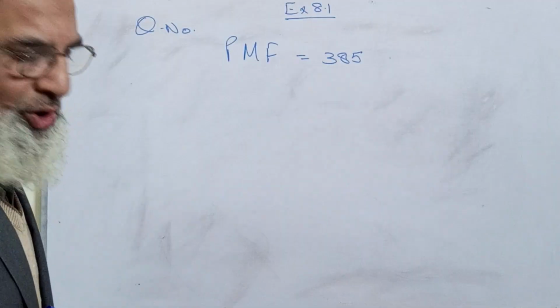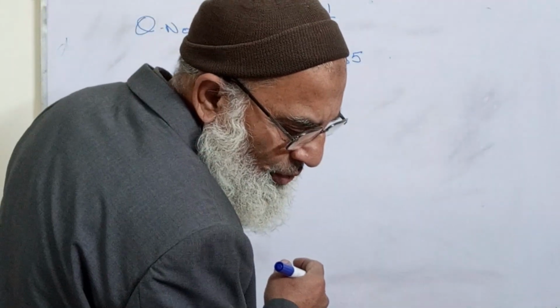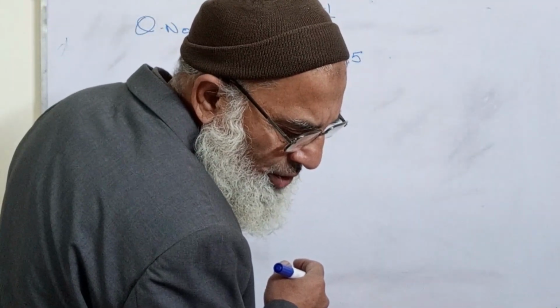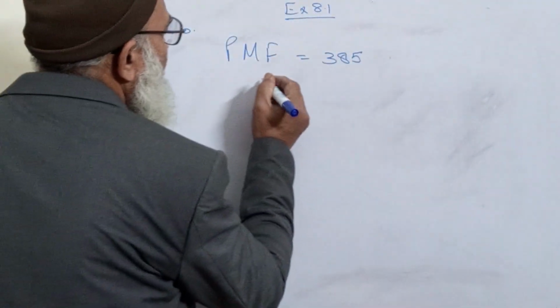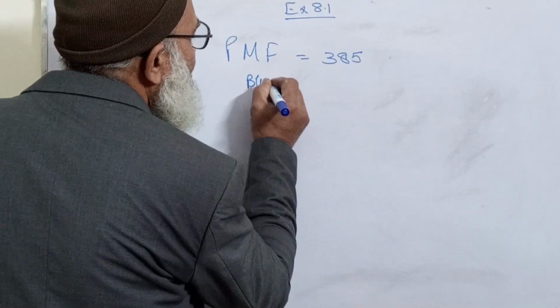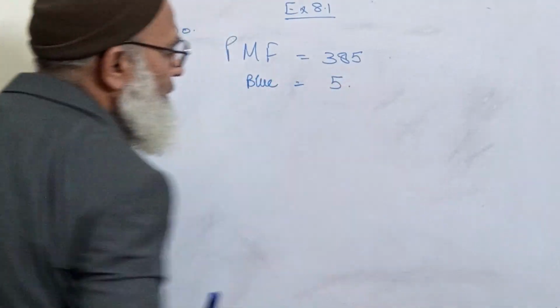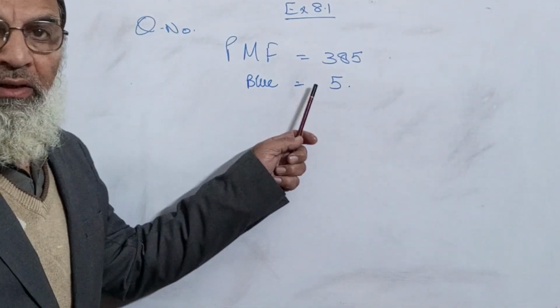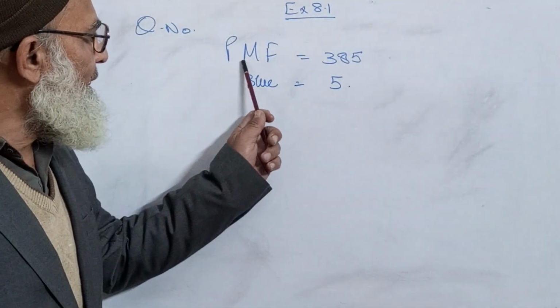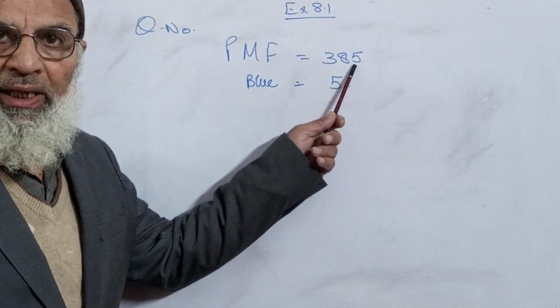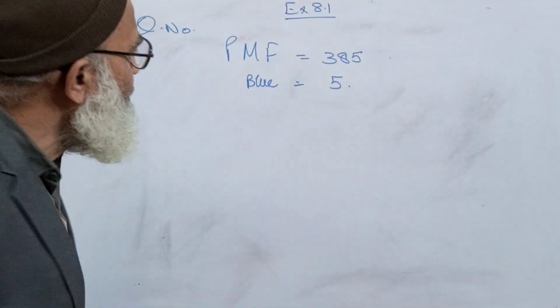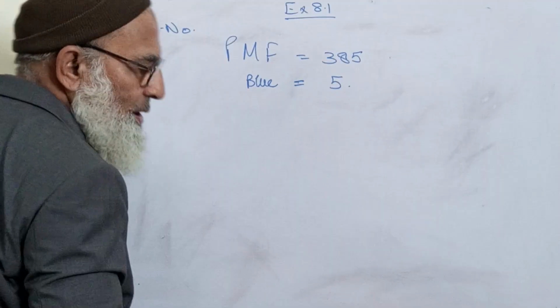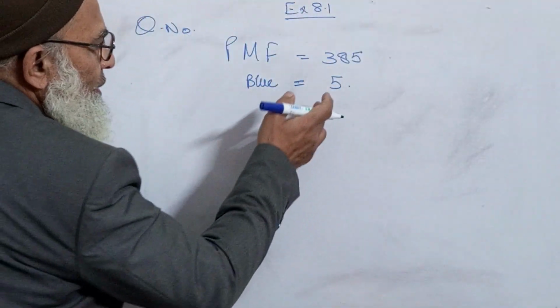PMF, I am writing its short form. So only one flower is chosen at random. Just 5 flowers were blue. Okay. Blue flowers. Among these were 5. Now you see that he has collected PMF equal to 385. But in these 385, only 5 flowers are blue. Okay, now what is our question? There are two parts. It is blue, it is not blue.